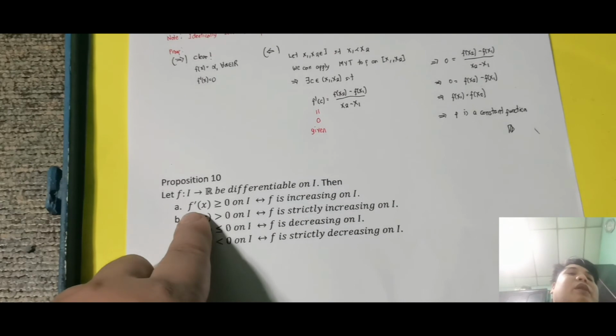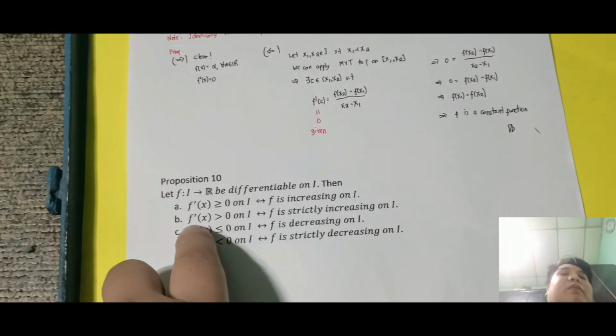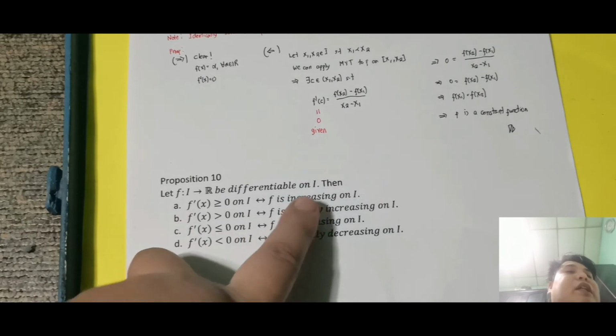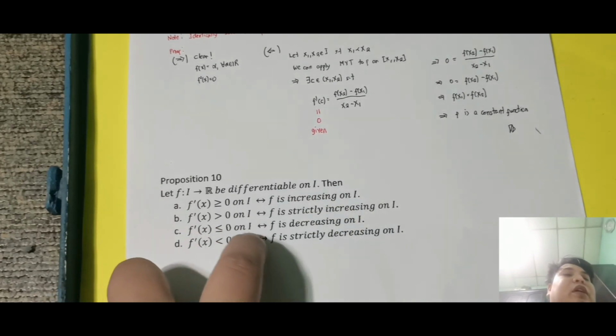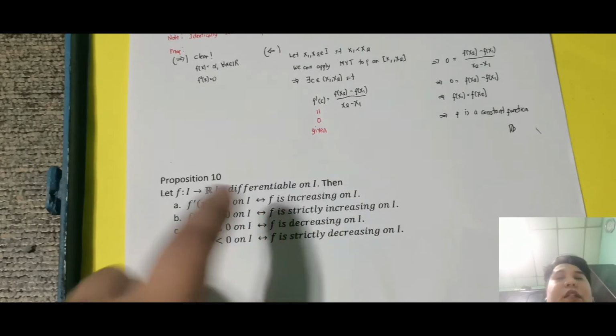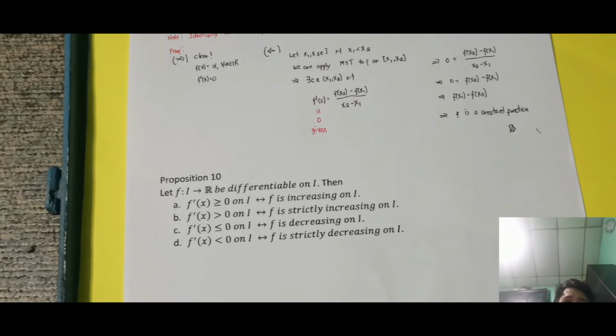So, kung yung f prime of x is greater than 0 on I, f is increasing on I. Kung siya na may greater than 0 lang, f is strictly increasing on I. And f prime is less than or equal to 0, then f is decreasing on I, then strictly decreasing on I. So imagine mo lang ang ibig sabihin niyan, kung yung derivative niya of f of x is greater than or equal to 0, so obviously siya ay increasing on I.